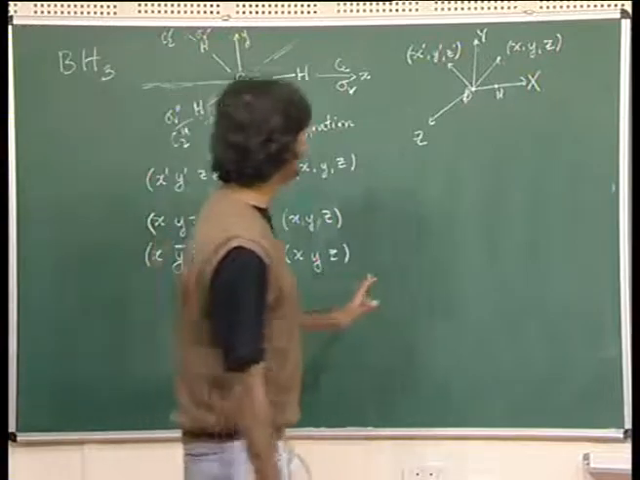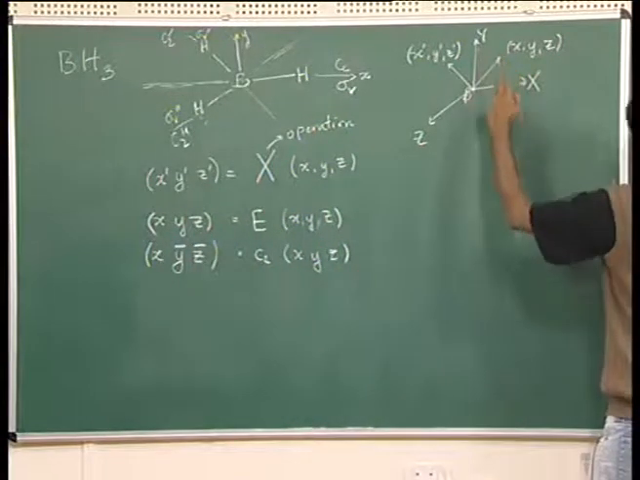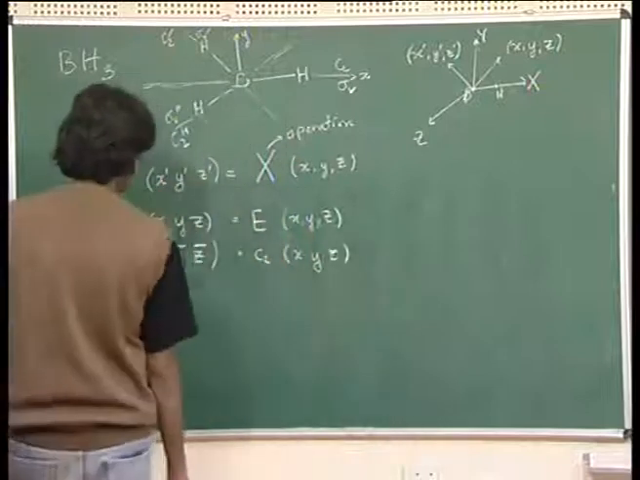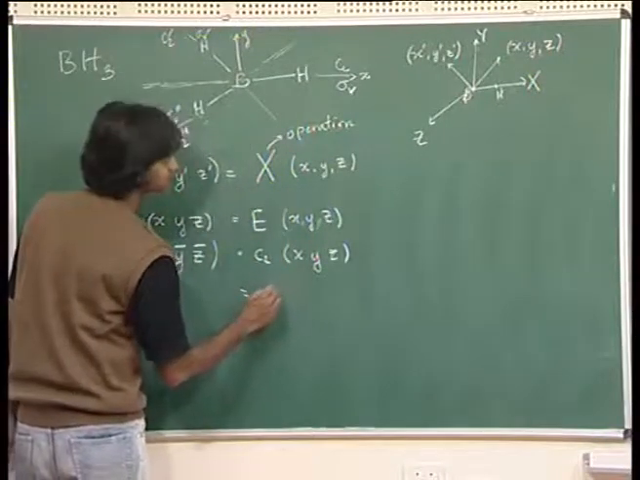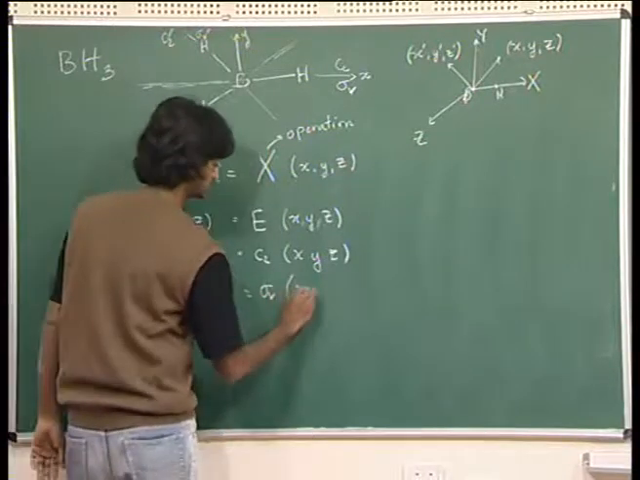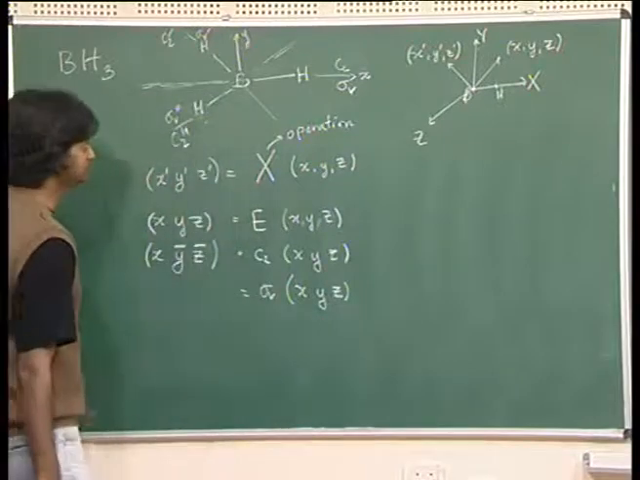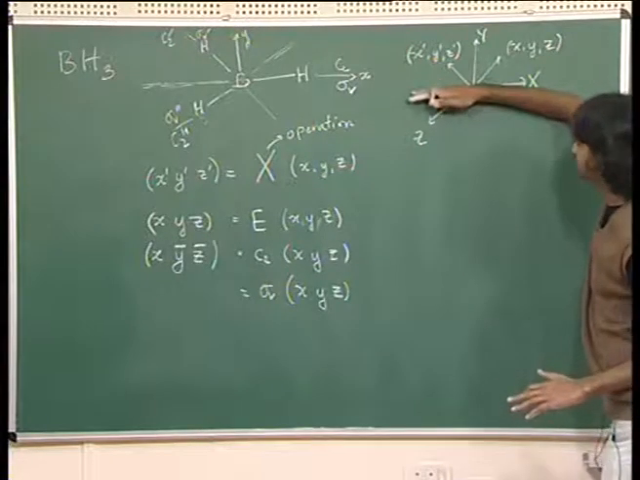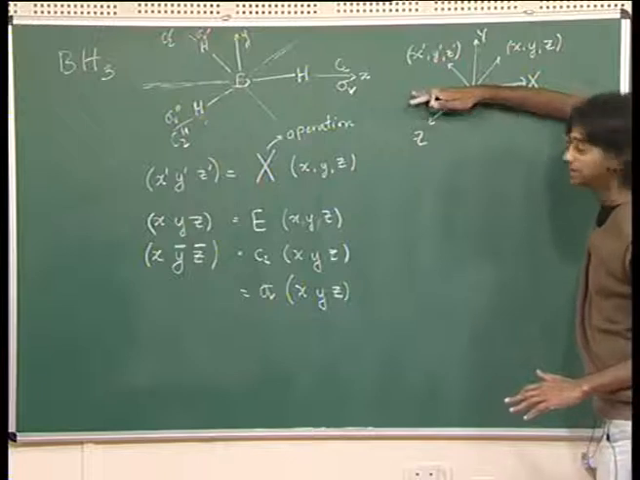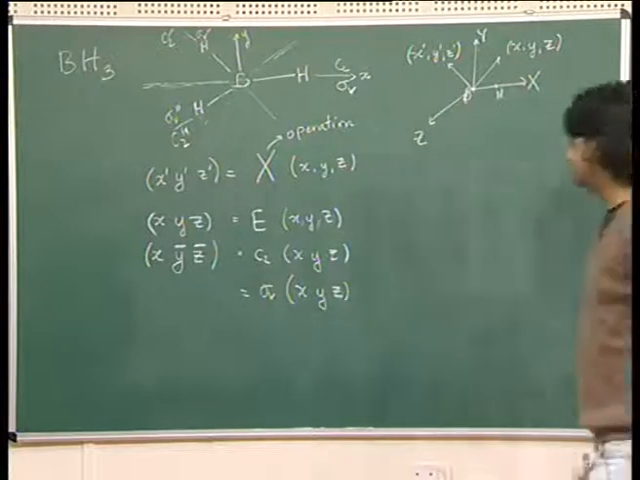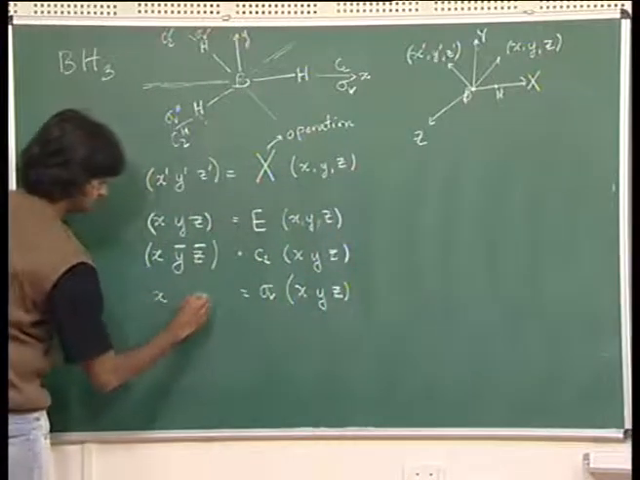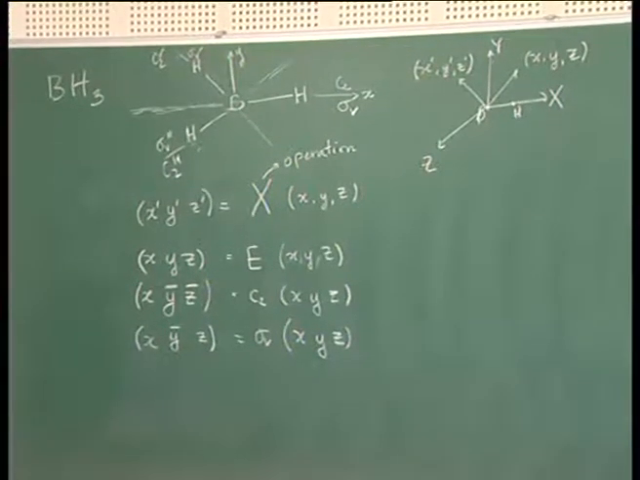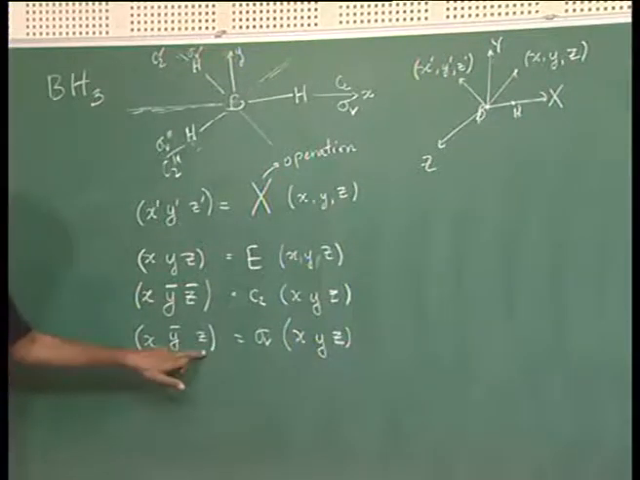So when I do C2 on an arbitrary point, the x coordinate will not change, the y coordinate will go to minus y, and the z coordinate will go to minus z. Similarly, you can do, let's say, sigma v. If I do sigma v, then I'm reflecting in a plane. The plane in which I'm reflecting is the xz plane. So if you reflect about the xz plane, then the x coordinate and z coordinate will remain the same, and the y coordinate will change sign, because sigma v corresponds to reflection about the xz plane.